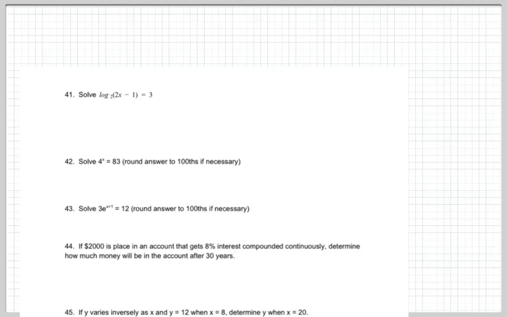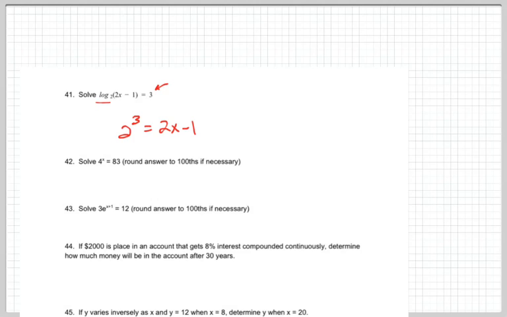Problem 41. We've got a logarithmic equation we have to solve. I'm going to change it to exponential. The base of this log is 2. So in exponential form, my base is 2. The exponent is 3 equals 2x minus 1.